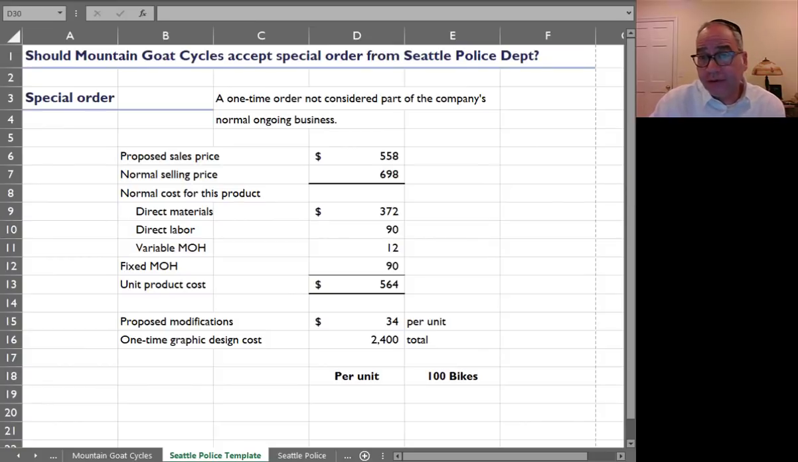Mountain Goat Cycles gets a phone call from the Seattle Police Department, and they want to purchase 100 bikes with some special provisions to them because they're for the police department.